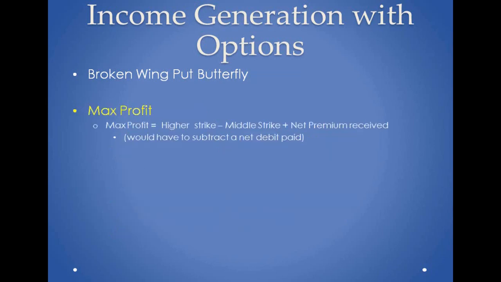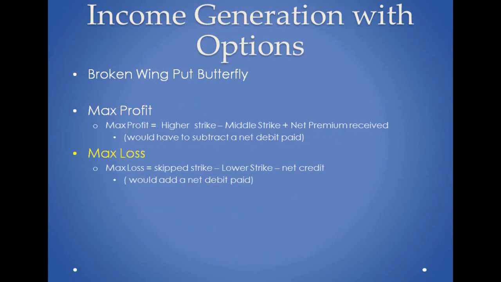The max profit is going to be the higher strike minus the middle strike plus the net premium received, and our max loss is going to be the skipped strike minus the lower strike minus the net credit received, and our break even is going to be that skipped strike price minus the credit received.